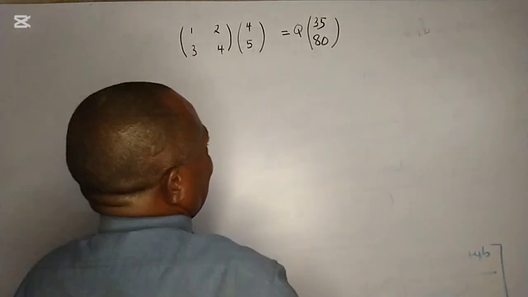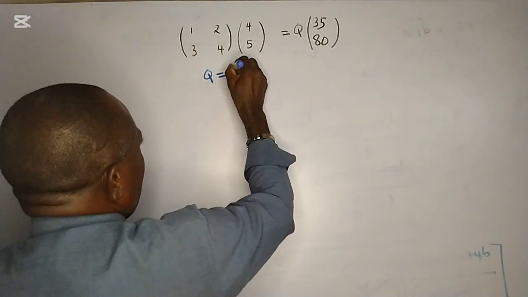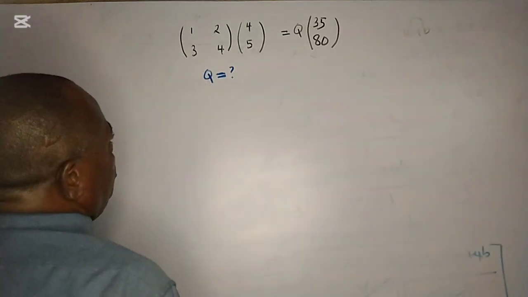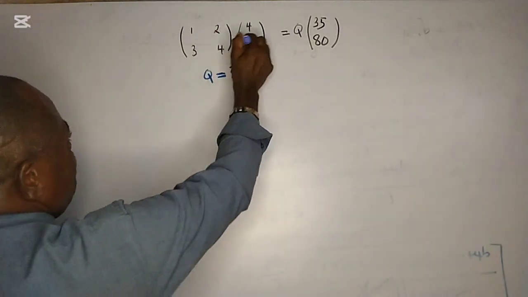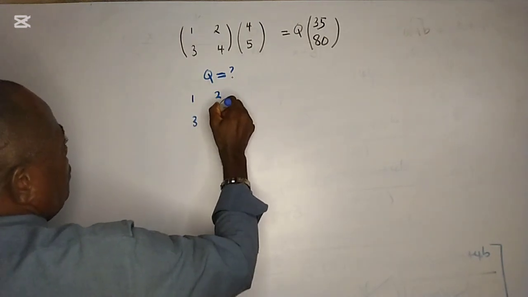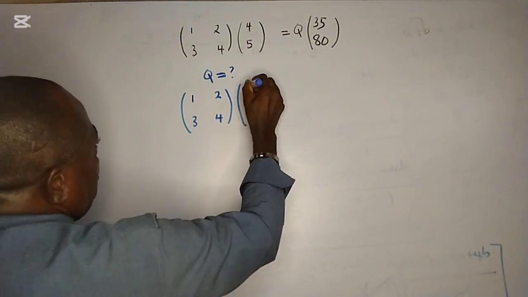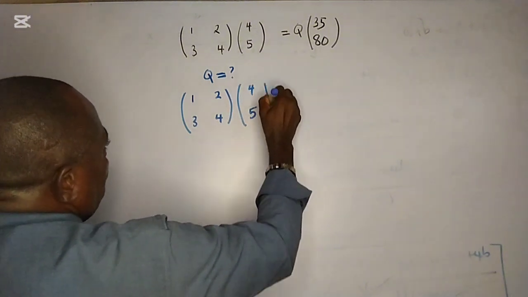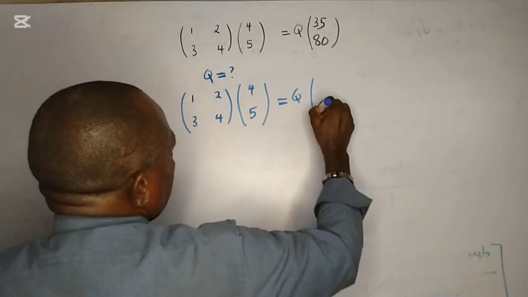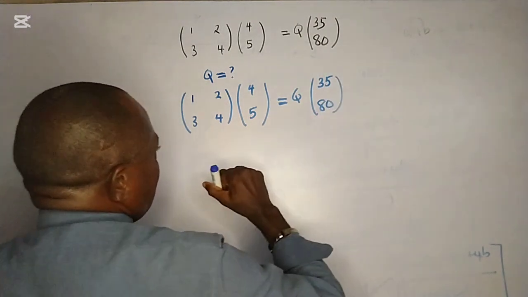What we are looking at is that we want to find the value of Q. All right, we want to find the value of Q. So the first thing to do, we bring down our question. Then we have 35 and 80.